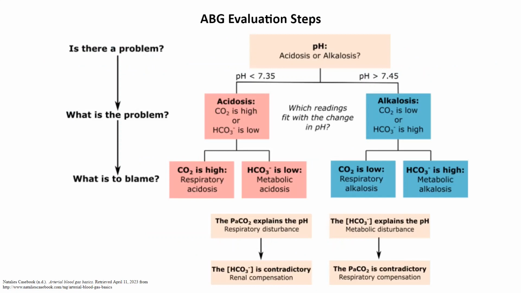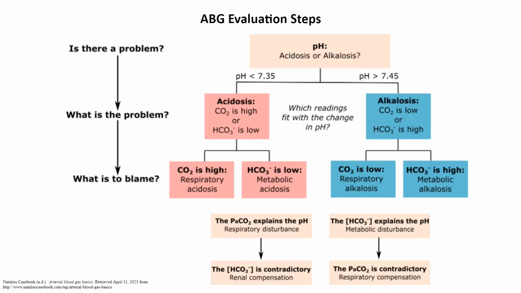Let's review the steps to interpret ABG results and then add in compensation. First, you look at the pH, and if it's low, the blood is too acidic, while if it's high, the blood is too alkalytic. Next, determine the type, respiratory or metabolic. Look at the two labs related to them, CO2 and HCO3.